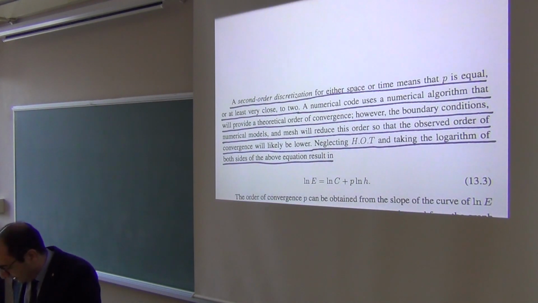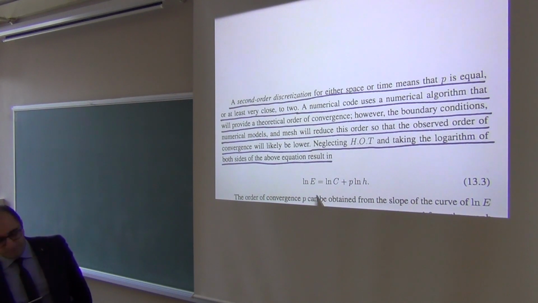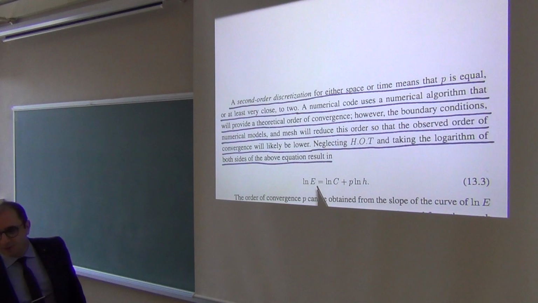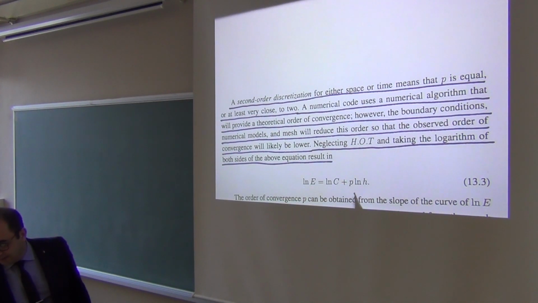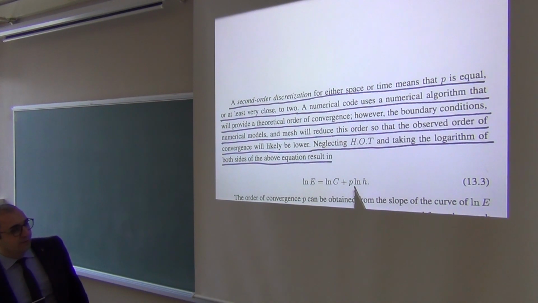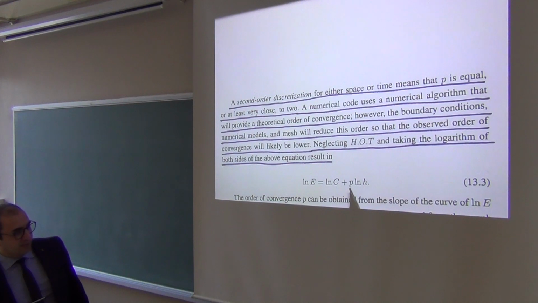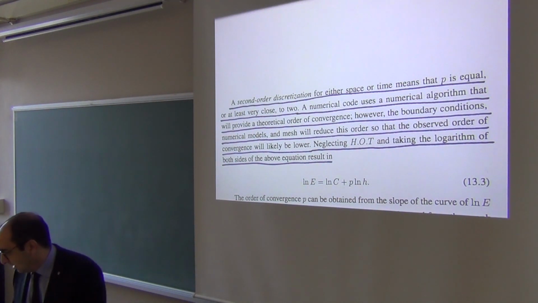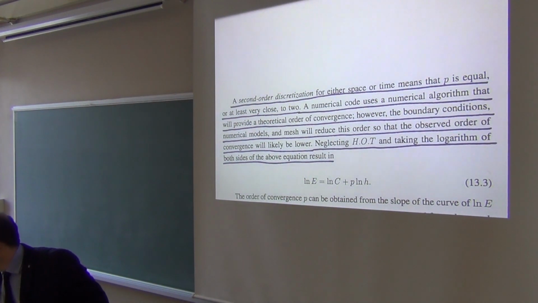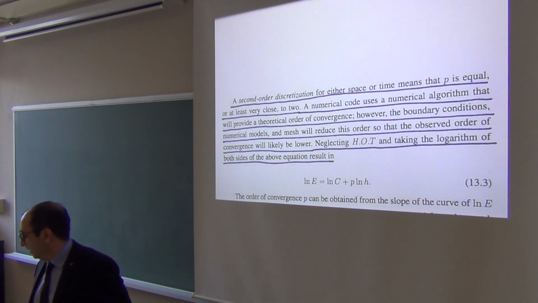If you did that, then you can express the error in a linear format, taking the ln of both sides, which suggests that the ln of error is now linearly related to the order of convergence. So the ln of E with respect to ln of discretization exhibits a slope of P. Of course, ln C then becomes the intercept.